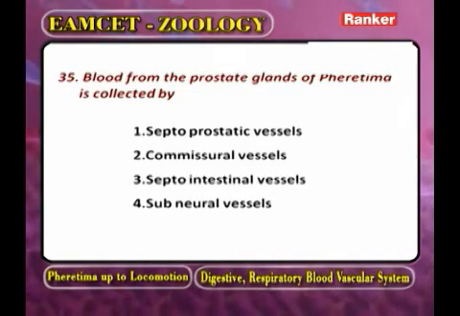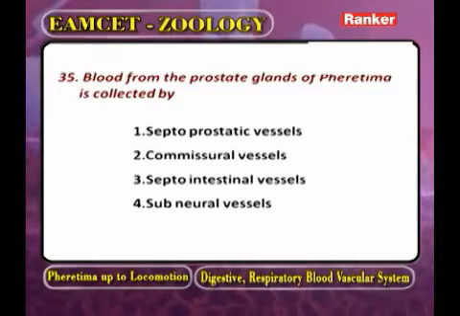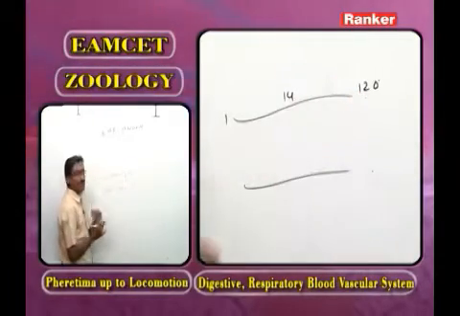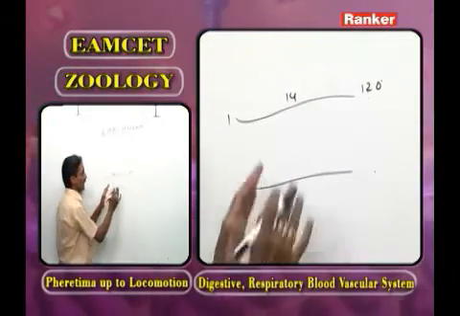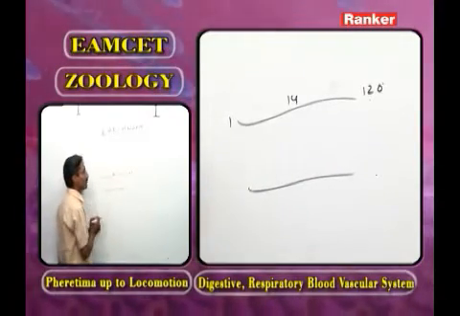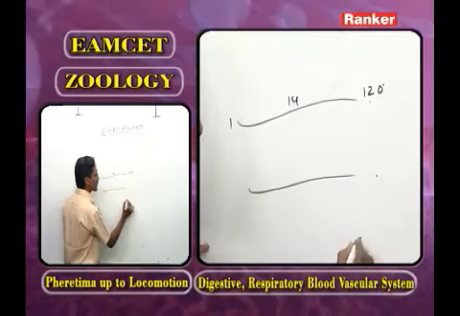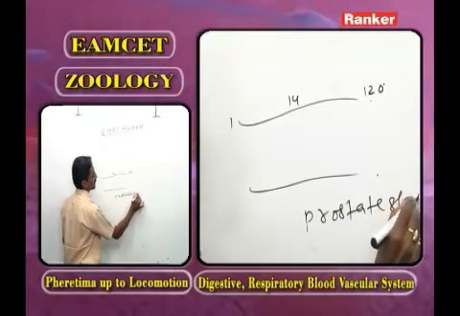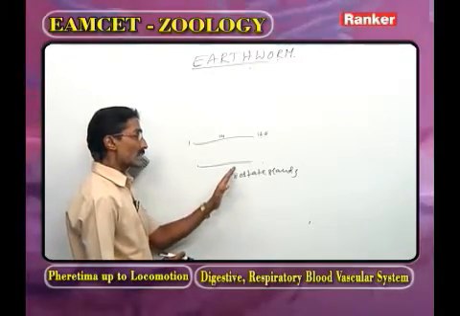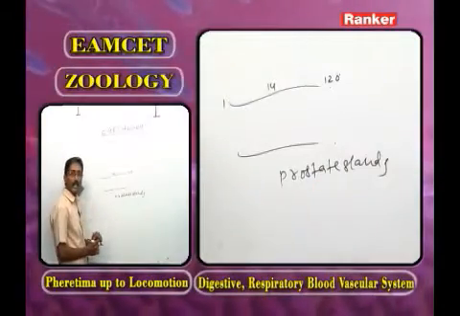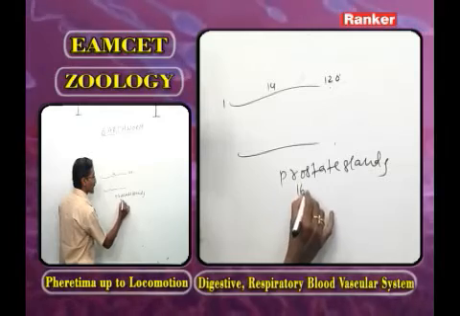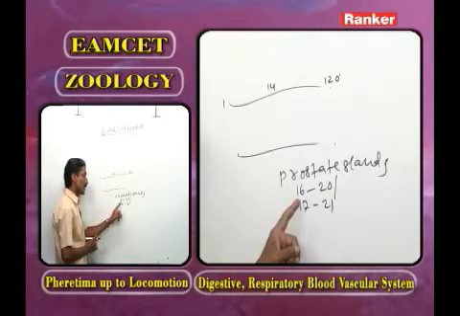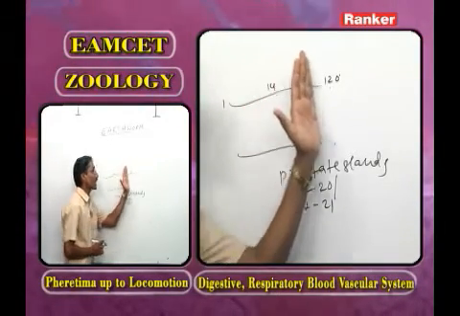Blood from the prostate glands of Pheretima. Now, as we observe the body of Pheretima, this is the first segment, 14th segment, and this is the last segment. Regarding the circulatory system, where are prostate glands present? In the male reproductive system, the prostate glands are present. Where are they present? From the 16th to 20th segment, or from the 17th to 21st segment. It means the prostate glands are present beyond the 14th segment.